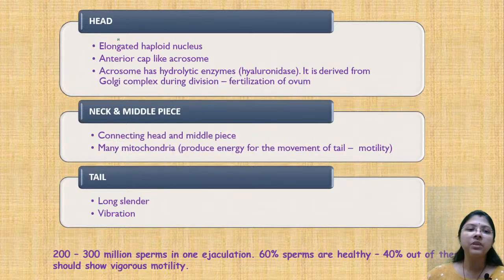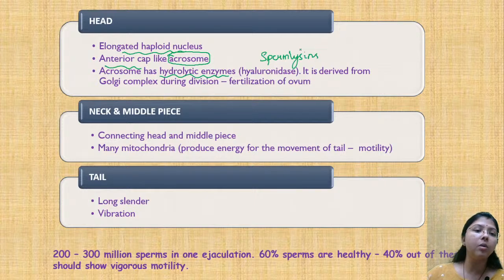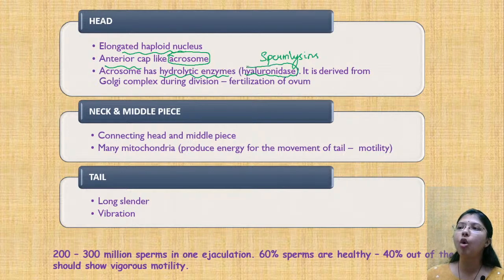So here you see, inside the head there is an elongated haploid nucleus. Its anterior cap has the acrosome. What is the acrosome basically? It is the structure inside which hydrolytic enzymes are present. These hydrolytic enzymes are also called sperm lysins. What are they also called? Sperm lysins. These are the enzymes which help in the entry of the sperm inside the egg. The main enzyme present is called hyaluronidase. Fine, and from where is it derived?